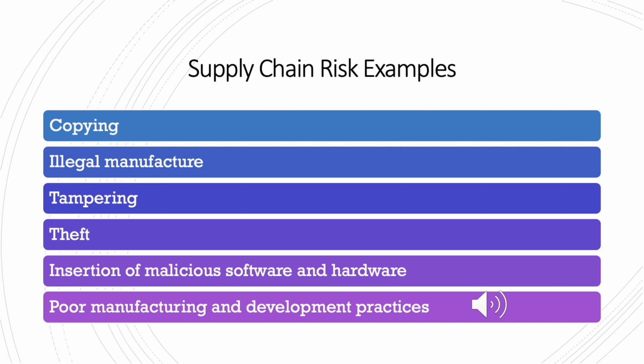of the program. Analyzing quality and security of the open source components of a software product is equally important. This includes factors such as documentation, support, licensing, and security implications. Examples of supply chain risk include copying, tampering, theft, and insertion of malicious software and hardware.